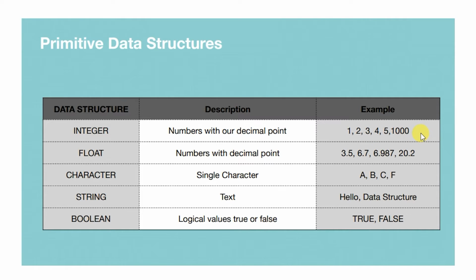The next one is float. In some references the float is given as real, not the real number. In mathematics, all the numbers are real numbers, so not that. This is a floating point data structure. It will have a decimal point. That's the difference between float and integer.